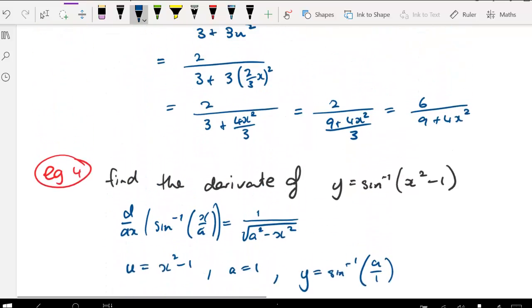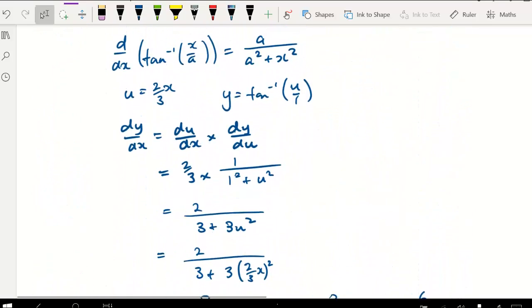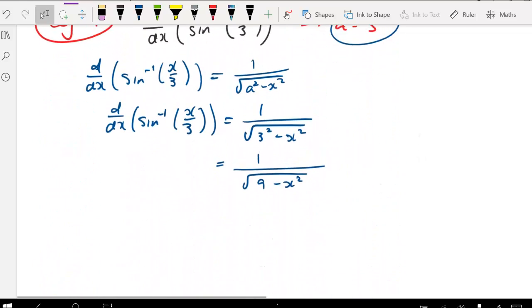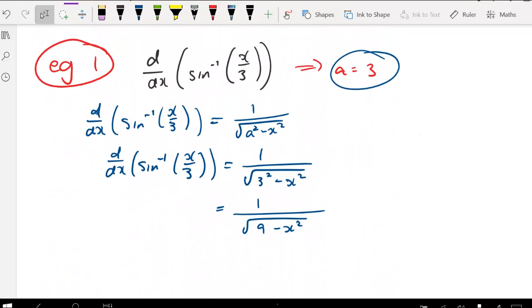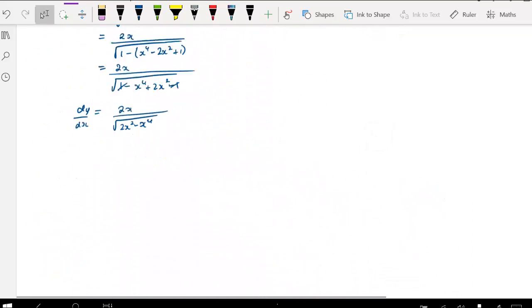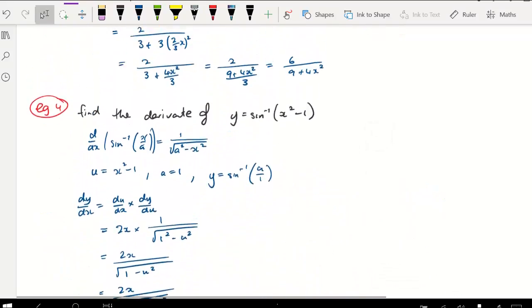Okay, so you can see that with these derivatives, if it becomes a chain rule, you have to be a little bit careful. In its simplest form, these derivatives are nice and straightforward. It's just a matter of identifying the a value and substituting in. Right? Hopefully that makes sense. You'll have a chance to practice these and become fluent.